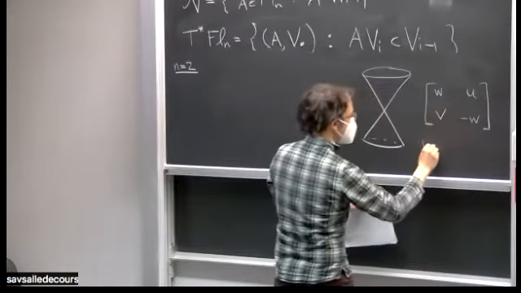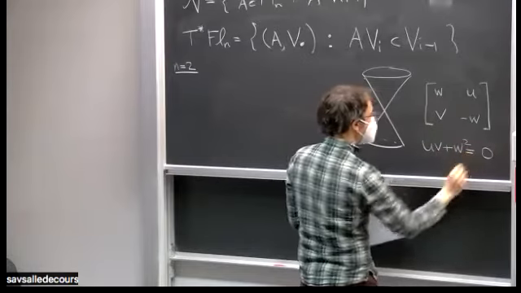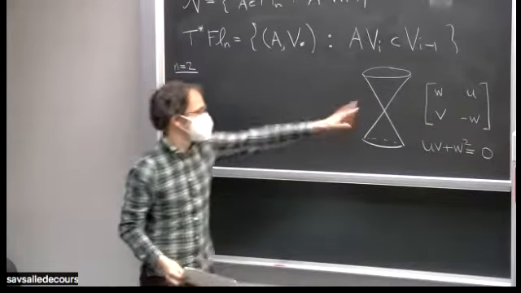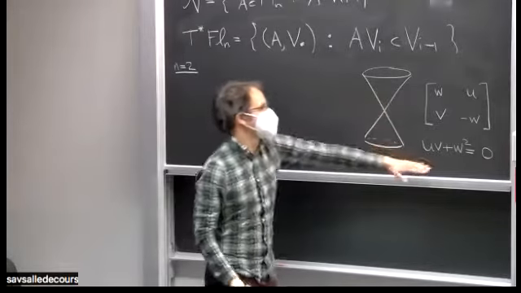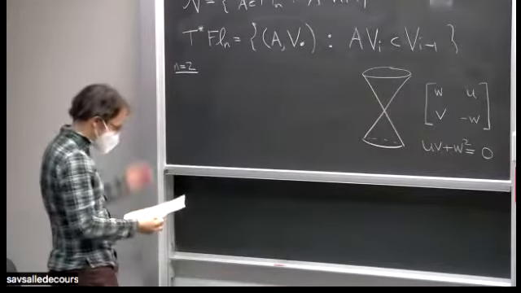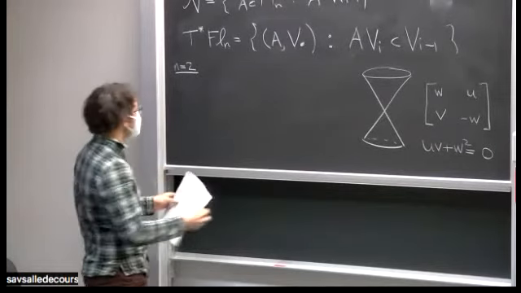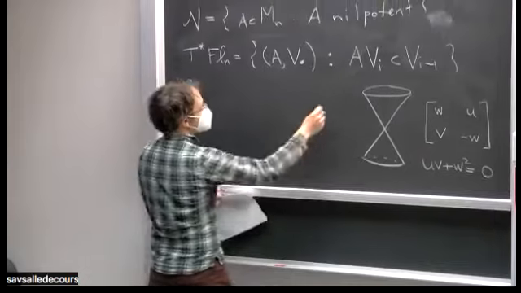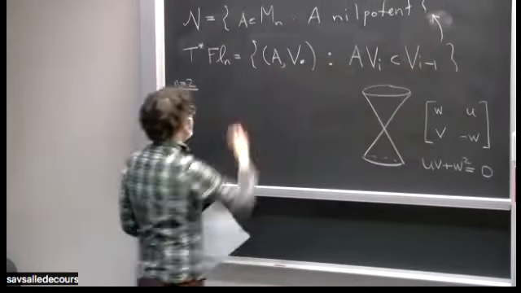And the determinant 0 condition is that uv plus w squared is 0. Up to maybe throwing in some i's, this is the graph of the real solutions to uv plus w squared equals 0. And so we have a map. There's an obvious map here from the cotangent bundle of the flag variety to the nilpotent cone.